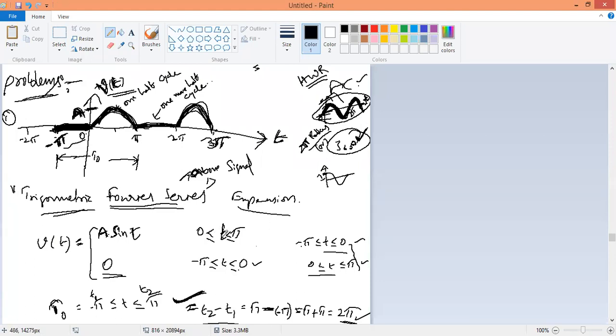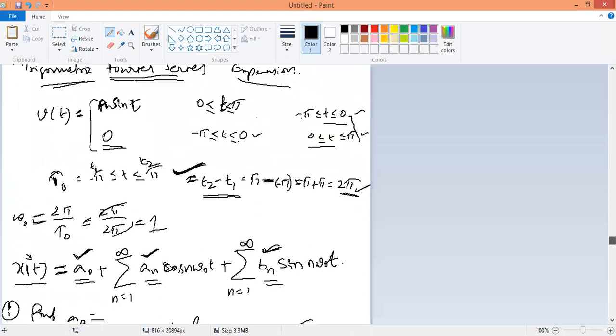Coming to 0 less than or equal to t less than or equal to pi, in this duration what is the magnitude of the signal V of t? A sin t. Is this signal a sine wave or a cosine wave? Sine wave. At 0, cosine has 1, and sine at 0 has 0. A into sin t at 0 is 0 into sin t, that means 0 value. A into sin t is A sin t. So the given waveform is a sine wave.